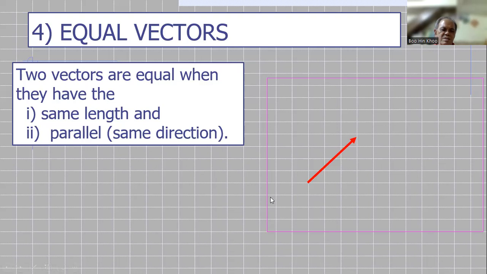Equal vectors. Two vectors are equal when they have the same length and are parallel. That means they must have the same length and same direction. You can use graph paper to draw. You can write A equals B. So same length, same direction. That is called the head, the arrowhead. That's the arrow tail.